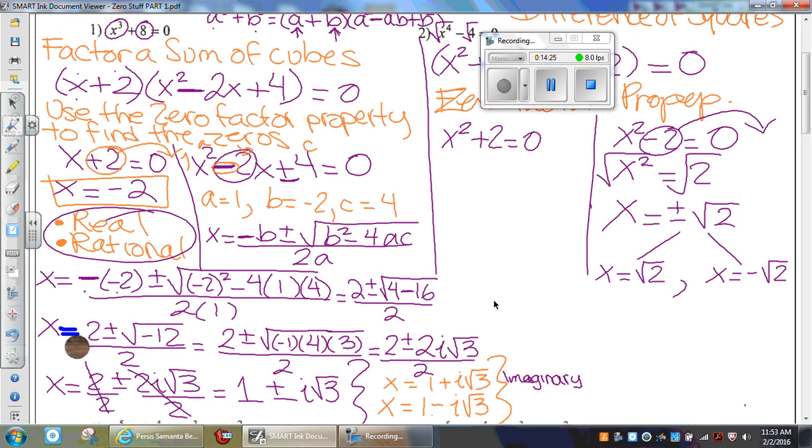Now let's move on to the other factor. Well, okay, let's write this down. So far, these 2 are real, and they are irrational, because they have the square root of 2, and the square root of 2 cannot be turned into a fraction.